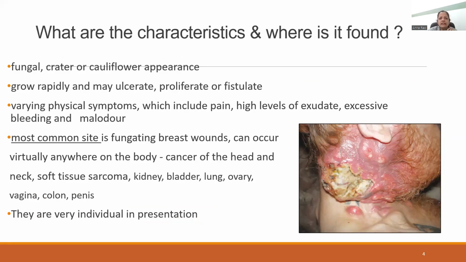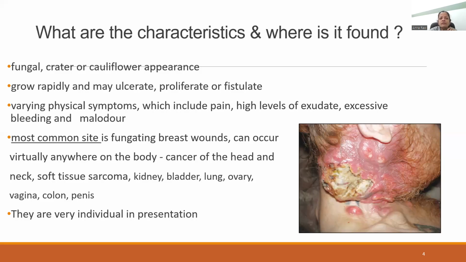So, what are the characteristics and where is it found? It can be found in any part of the body, but mostly it is seen in head and neck cancer, and of course in soft tissue sarcoma, then in kidney cancer, bladder, lung, ovary, vagina, colon, penis, and breast cancers also.